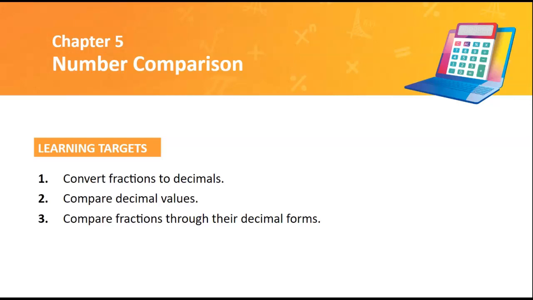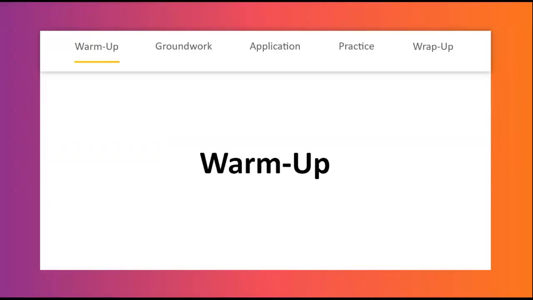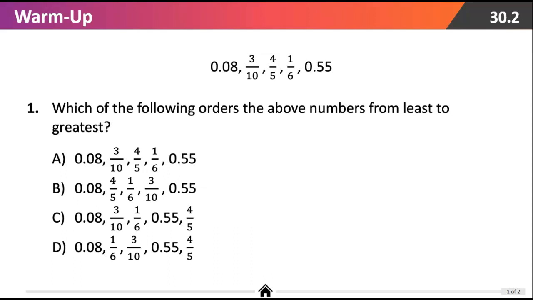So Unit 5 or Lesson 5 is all about number comparisons. We're going to be looking at comparing fractions to decimals and putting them in order. So for this first example, we've got mixed representations of fractions and decimals, so we've got to get a common form of everything. 3 over 10 is going to be 0.3.